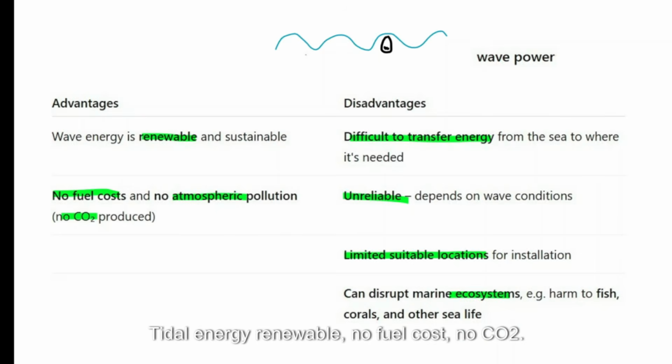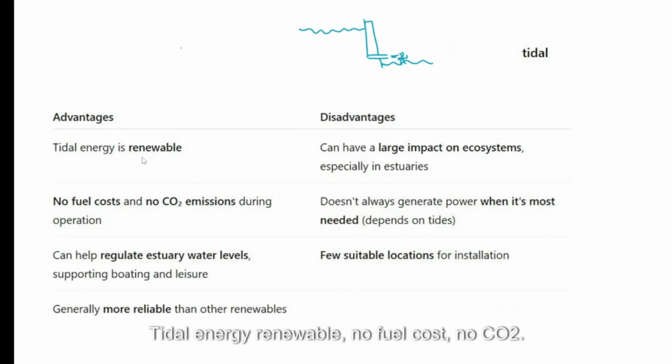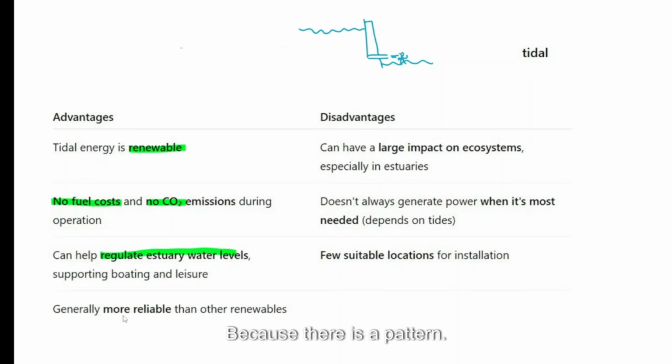Tidal energy, renewable, no fuel cost, no CO2. It can help to regulate the estuary water levels, and it's more reliable than other renewable energy because there is a pattern. Disadvantages: can have a large impact on ecosystems. It does not always generate power when it's most needed because you can't really change when you get the most of the energy, and there are few suitable locations for installation.